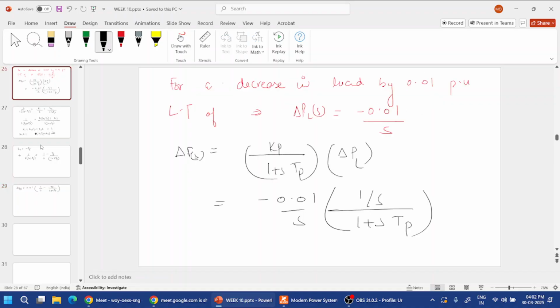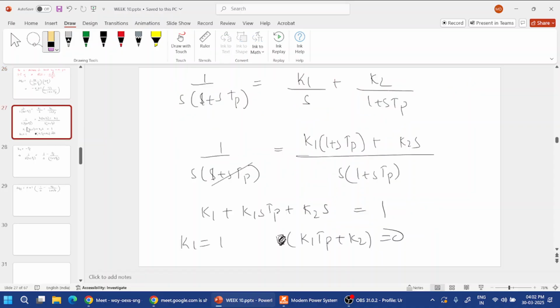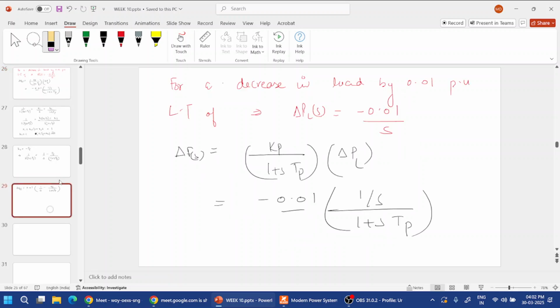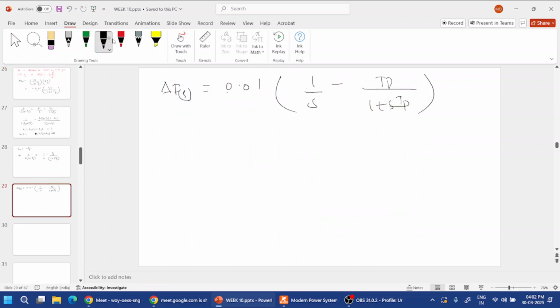Okay, this is del f(s). Here it is K1, K2. One thing is missing. KP is missing over here. Okay, I think it is correct.